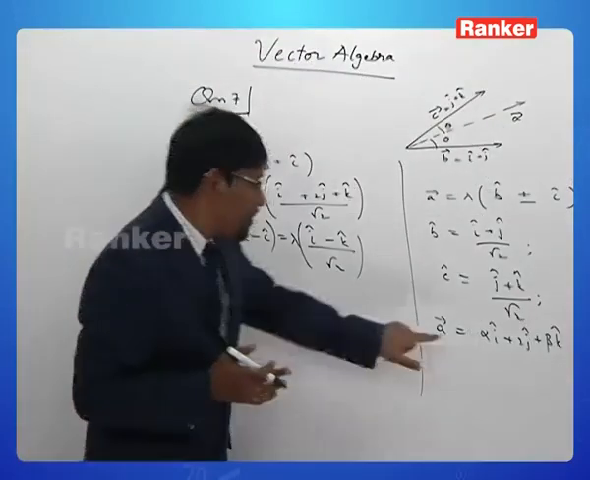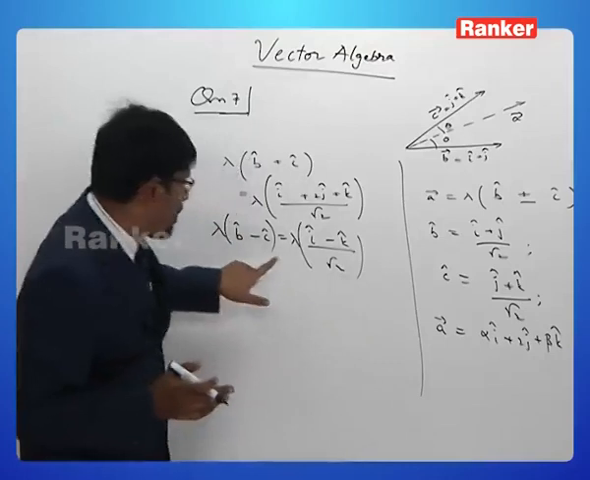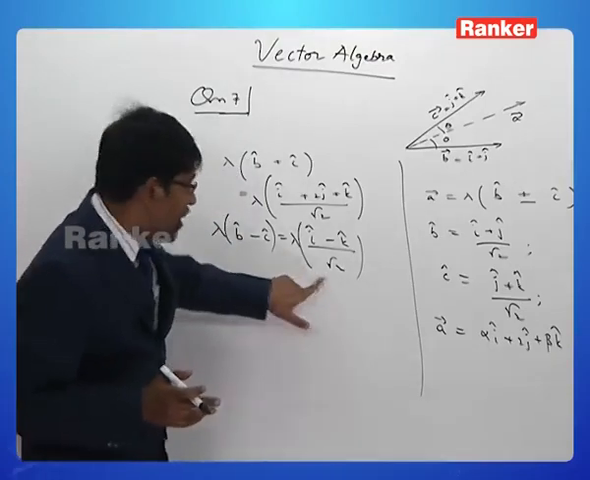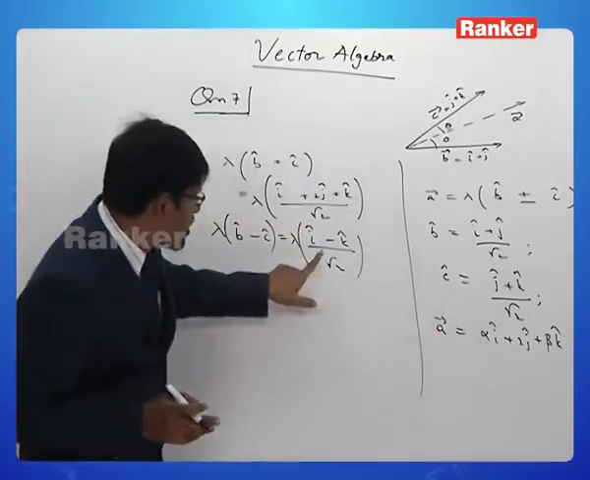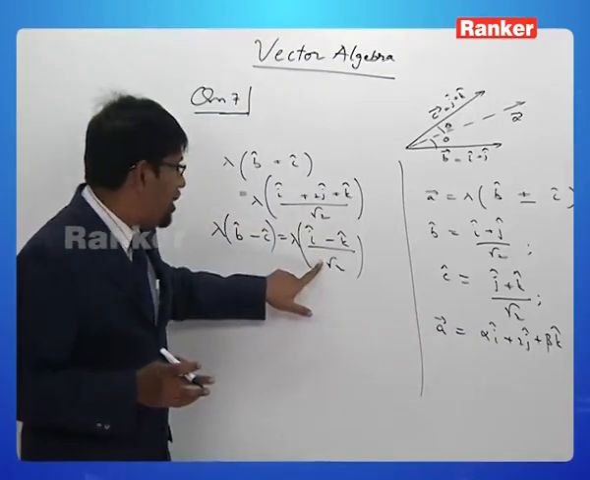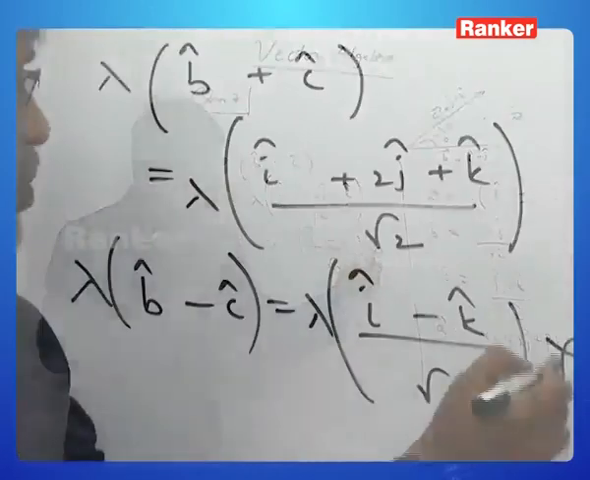For no values of alpha and beta, and for no value of alpha, beta and lambda, a bar can be equated to this, because this does not have the j component. So this is ruled out.